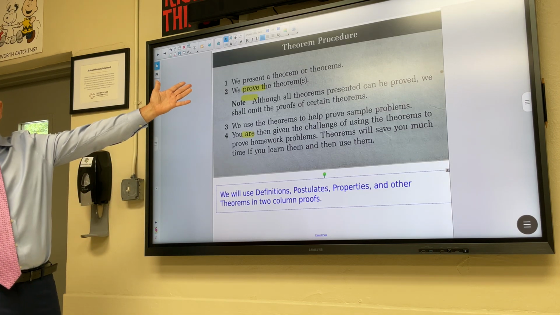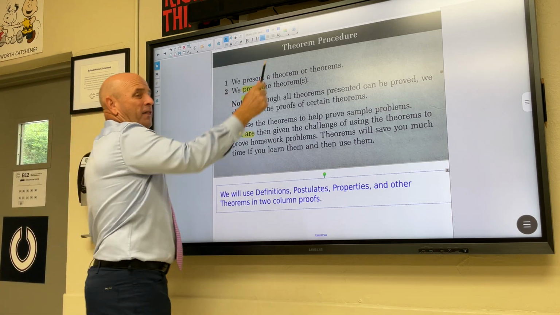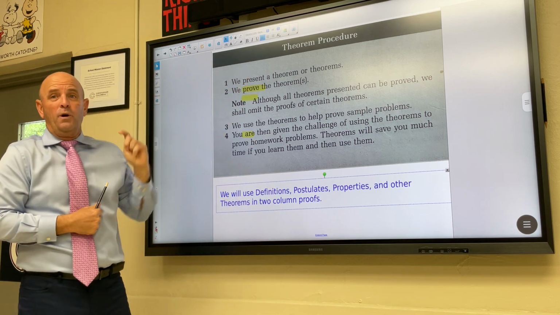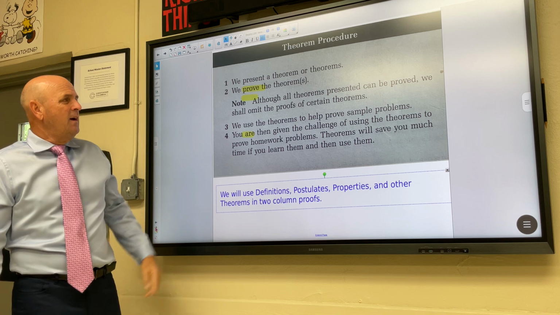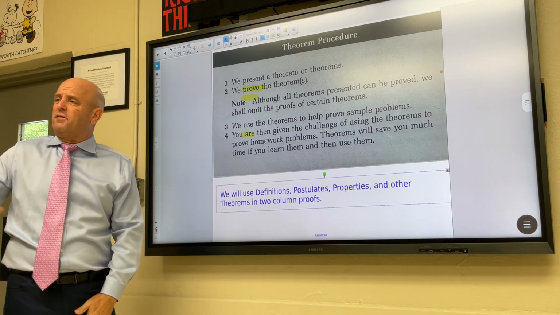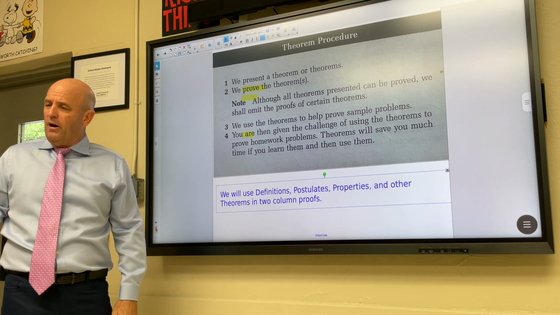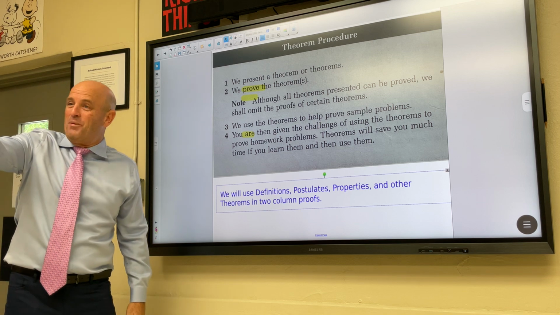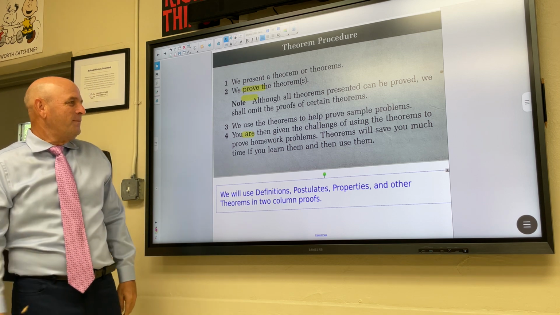This is the procedure for doing a theorem. First of all, we present the theorem. If two angles are right, then they are congruent, which I've already presented to you. Then we're going to prove it. We haven't done that yet, but we're getting ready to. All theorems can be proven. Will we prove every single theorem that we use this year? No. It even says it right here. Sometimes we just accept it. Well, we could, but I don't prove them all.